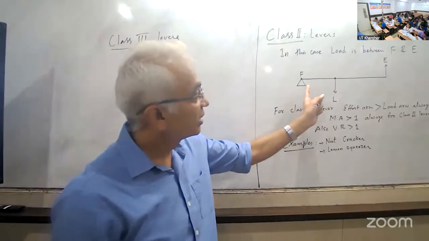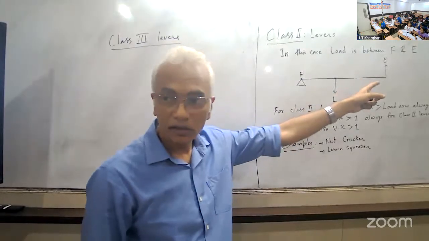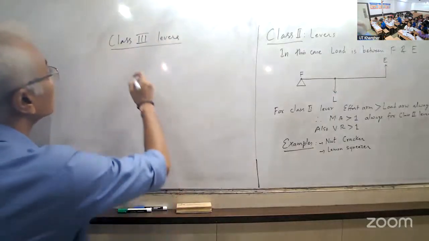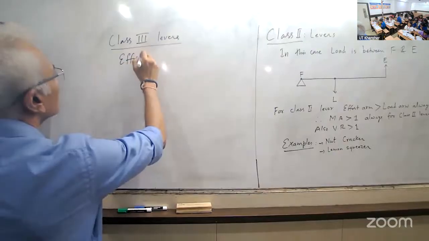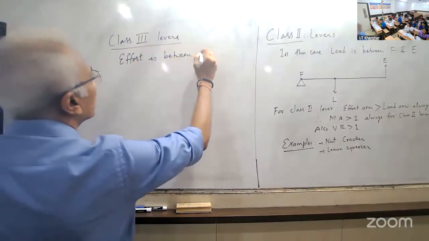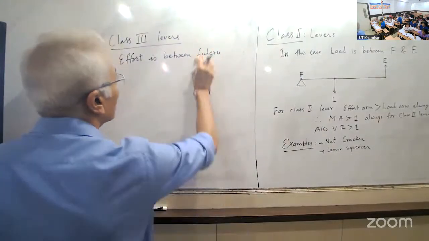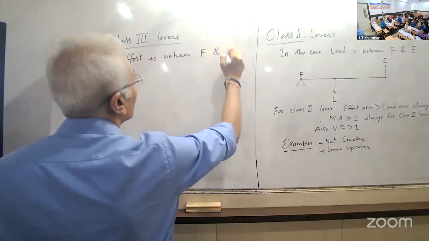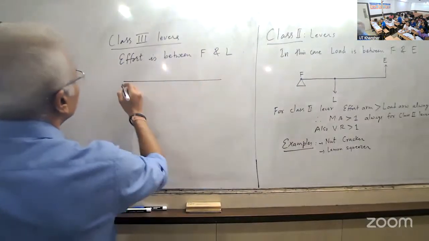तो अभी हमने क्या किया, पहले फलक्रम मिडिल में था, अभी लोड मिडिल में लिया, अब क्या बचा? नेक्स्ट क्लास में एफर्ट बिटवीन फलक्रम एंड लोड. F and L. ठीक है, सो फलक्रम एक साइड में कर दो.